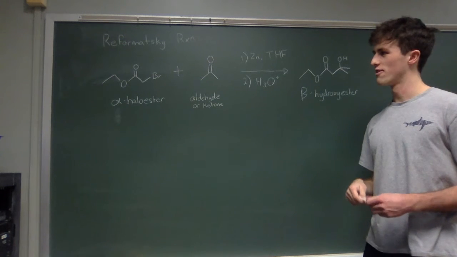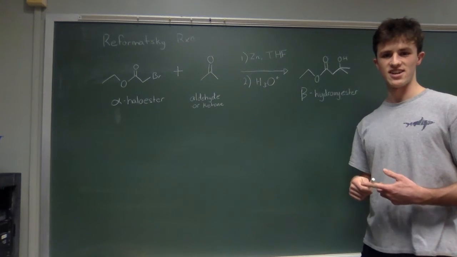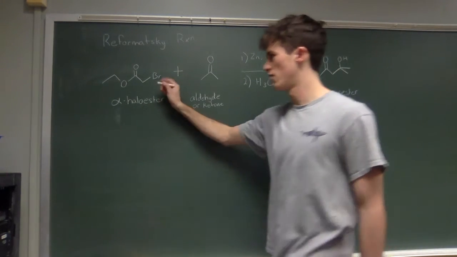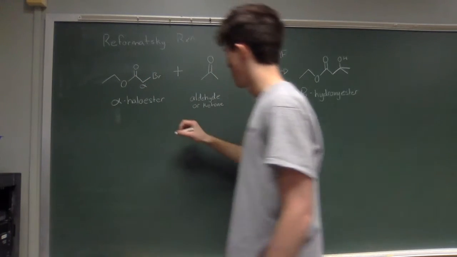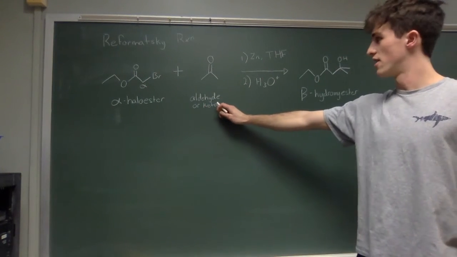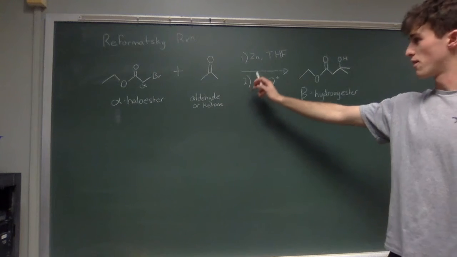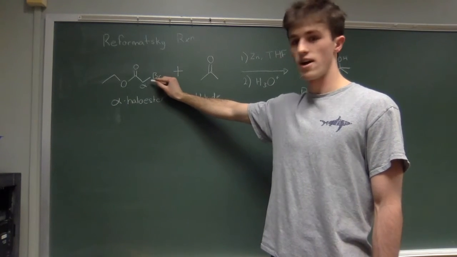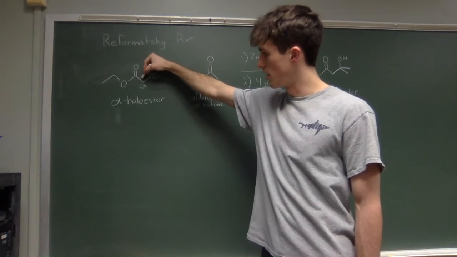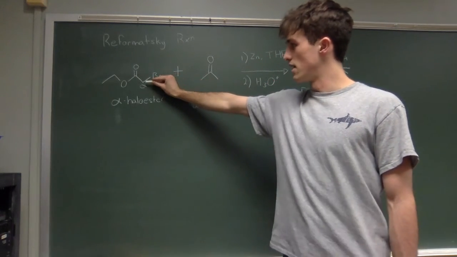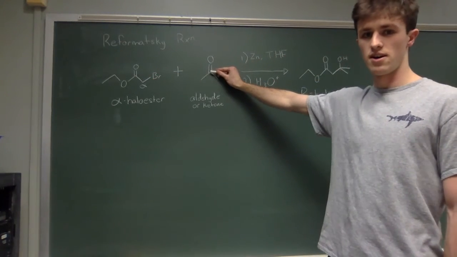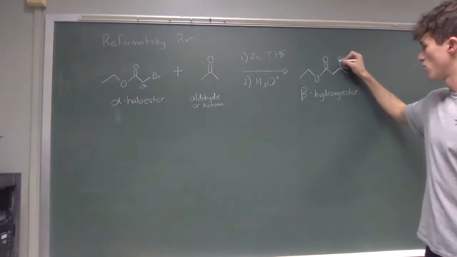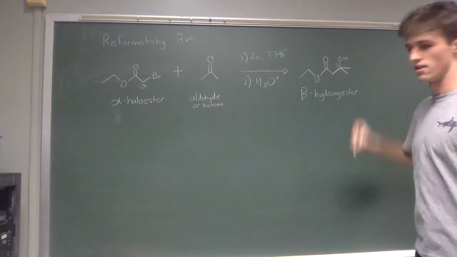In this video, I'm going to go over the Reformatsky reaction and Claisen acylation. For the Reformatsky reaction, we're going to start with an alpha haloester and an aldehyde or ketone. In the presence of zinc, the alpha haloester will form a Grignard-like intermediate from which an enolate will form here. And the enolate will attack the carbonyl center of the aldehyde or ketone and ultimately form the beta hydroxy ester.